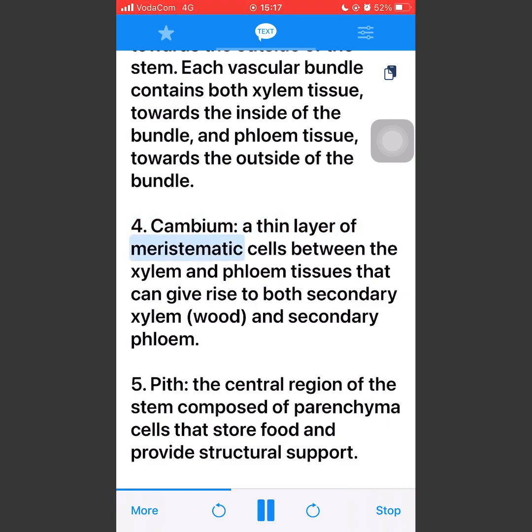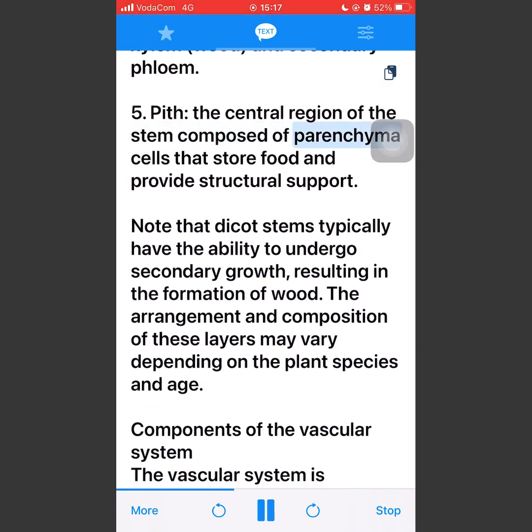4. Cambium, a thin layer of meristematic cells between the xylem and phloem tissues that can give rise to both secondary xylem, wood, and secondary phloem. 5. Pith, the central region of the stem composed of parenchyma cells that store food and provide structural support.